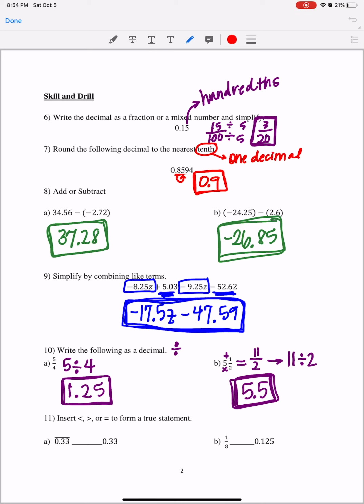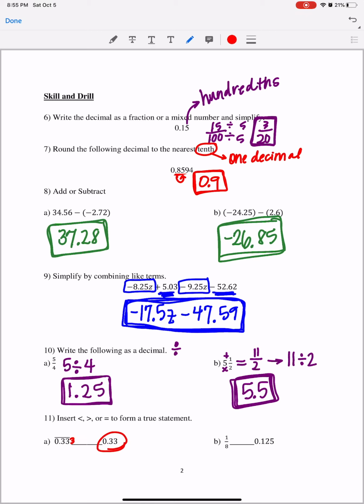Okay, 11, we need to insert the less than, greater than, or equal to form a true statement. Now, this one, a lot of times, you guys will put an equal sign right there. But please remember, these are not equal. When you have that bar over that 0.33, if I add a third decimal, that will become a 0.333, right? Because that 3 just keeps repeating. If we wanted 7 more decimals, these would all be 3. Okay, but I only need 1 more.